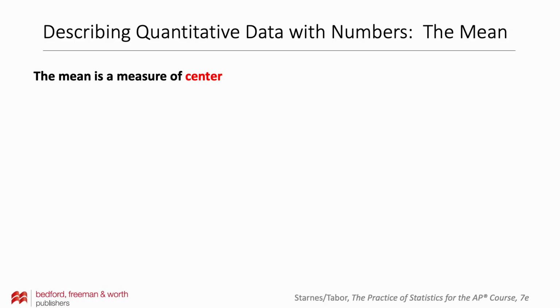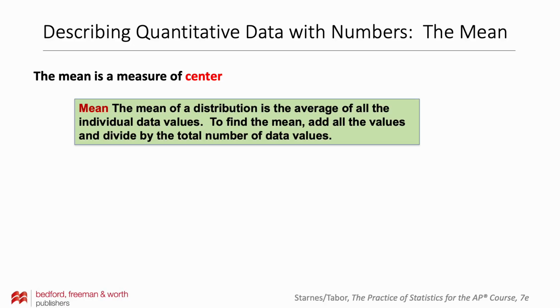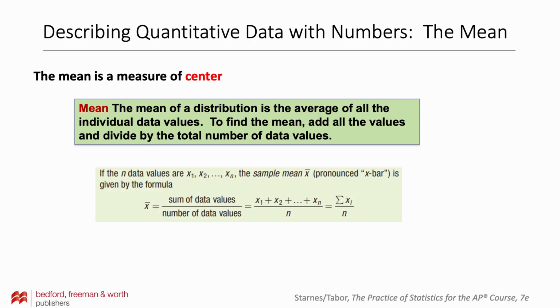Next up is the mean, commonly known as the average. In order to find the mean, we're going to add up all the values and divide by how many numbers you have. It's also a measure of center, but is not resistant to outliers.